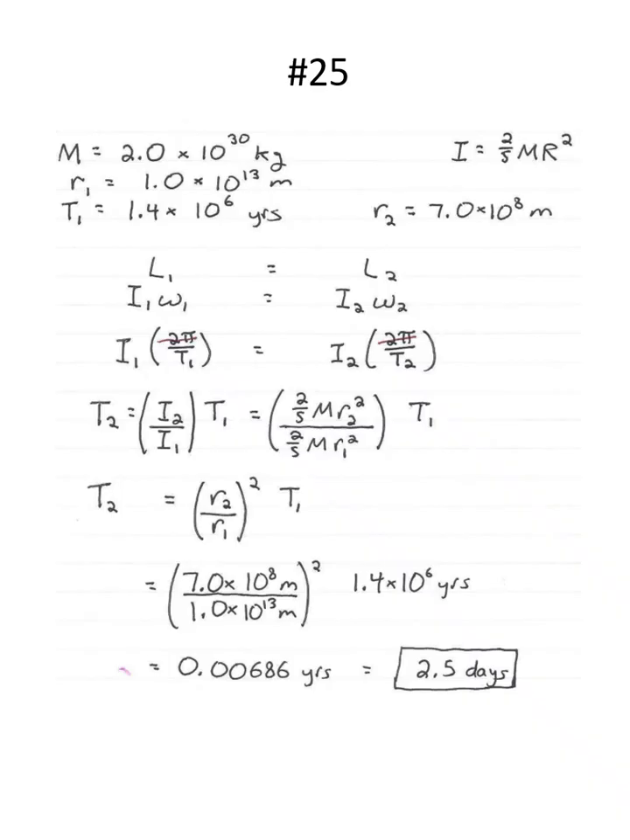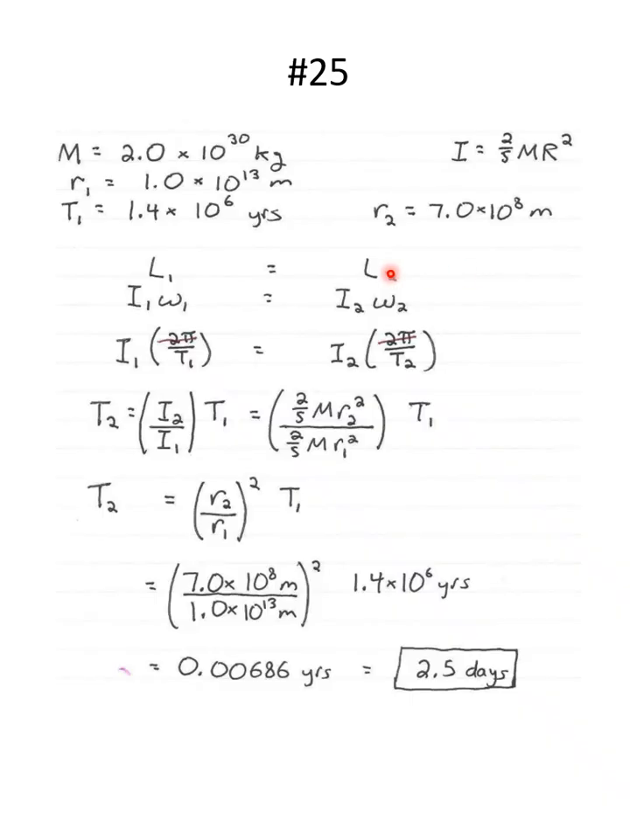All right, good conservation of angular momentum problem. We have the mass, which by the way is the mass of the sun. It says to consider it to be a uniform sphere, so 2/5 mr squared is appropriate. There's R1. And period 1 is 1.4 times 10 to the 6 years. Then it says the radius after it has collapsed is R2, 7 times 10 to the 8th meters. Let's use conservation of momentum. L1 equals L2.